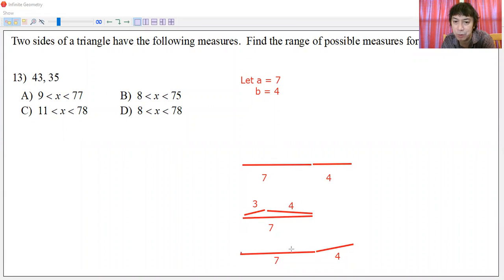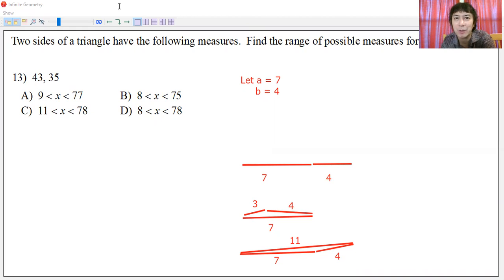Okay, the closing side that we can use approximates 11. The total of 7 and 4, that's the upper limit. It approximates 11, but it cannot be 11. If it's exactly 11, again we will have a line segment. So this time we will have something less than 11. It must be less than 11.